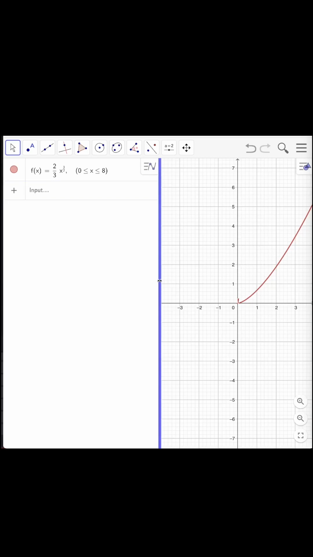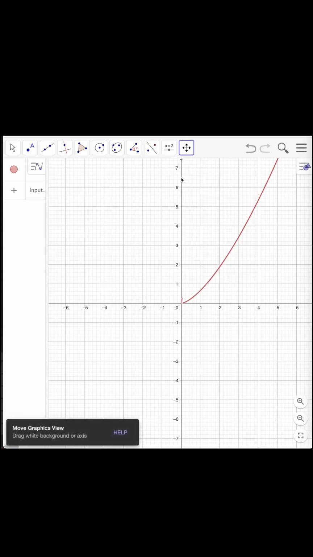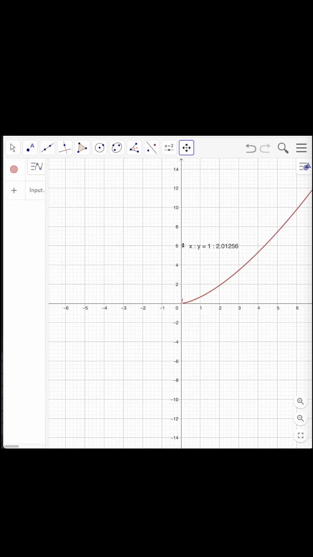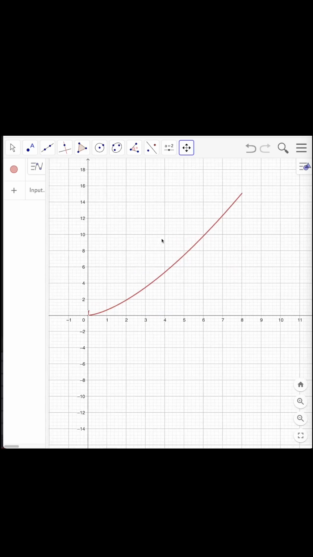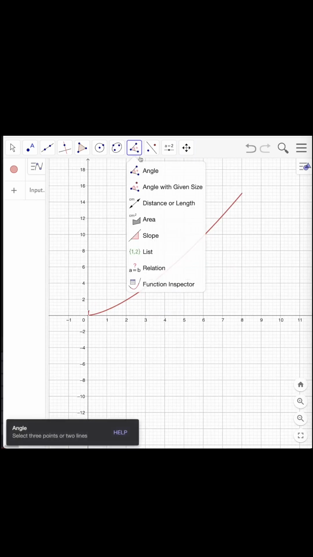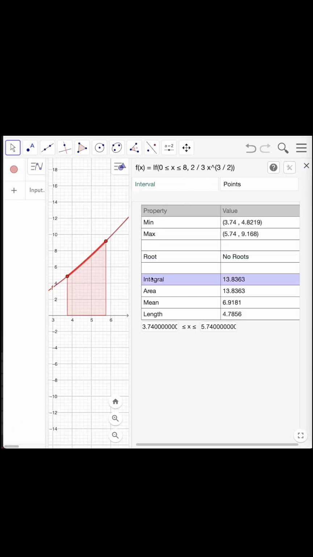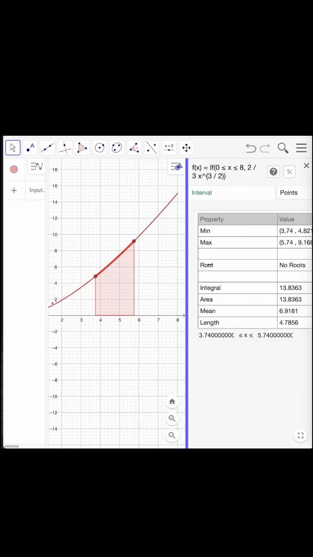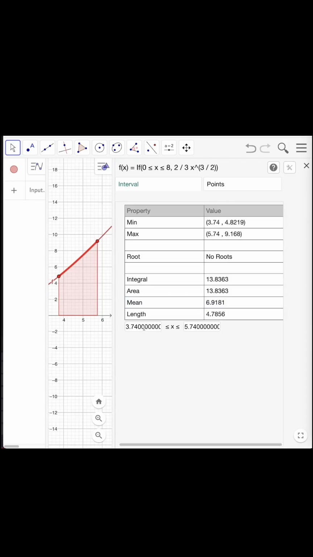So let me make this window a little bit smaller. So this is the graph, and of course because 8 is beyond, let me squeeze the y-axis a little bit. Okay, and then move this to the other side. Yes, now we have it here. So I go now here, I open this menu, and then I have this function inspector. And when this is chosen from this menu, I click on the function, and you get a lot of information regarding this curve. But as you see now, the limit is between this number and that number.